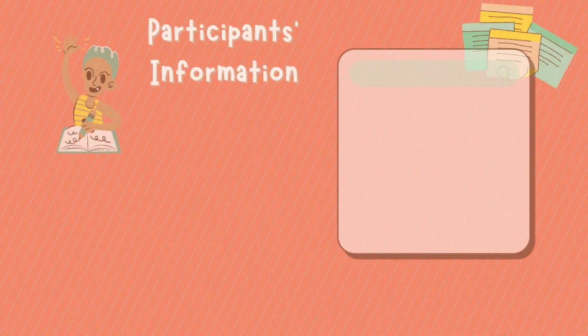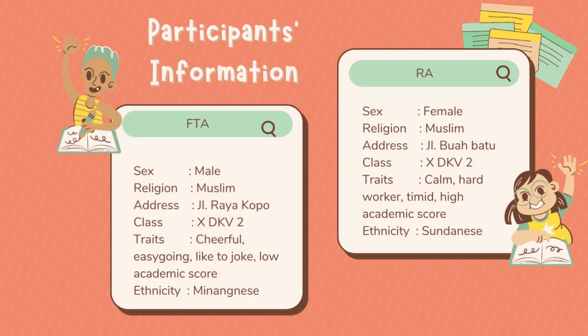Now let's move on to the participant. So we are going to observe three participants actually. Two of them are students, and the last one will be the researcher herself. So the first participant is a male. His initial is FTA. He is a Muslim, lives in Jalan Raya Kopo. He is from class 10 di DKV 2. He is cheerful, easygoing, like to joke. However, he has low academic score. His ethnicity is Minangnese.